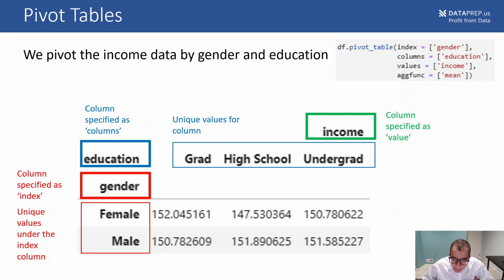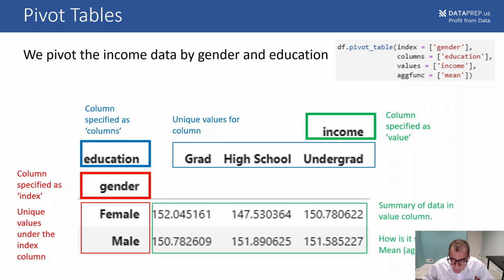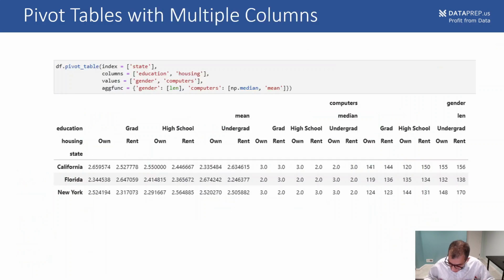The values that appear in the middle of my pivot table, that's the value column, and that is income, and those appear here. And what kind of income statistic appears here? In this case, we selected mean, but we could just as well have selected minimum, maximum. We could have selected the median, the 25th percentile, or just about anything that we can think of.